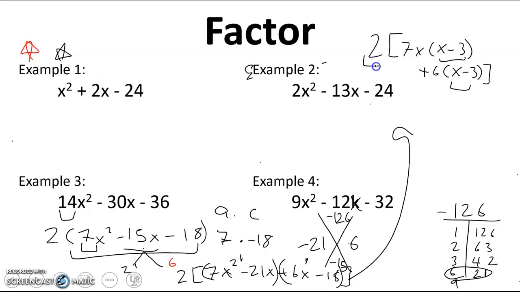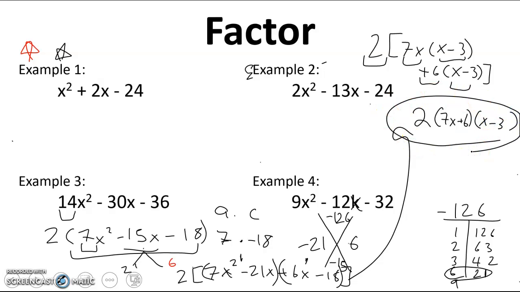We take our GCF, the number that we took out first, and put it in front, and then like we did last time, 2 sets of parentheses: combine what we had on the outside, 7x plus 6, and then what's on the inside, x minus 3. That right there is it. Okay?